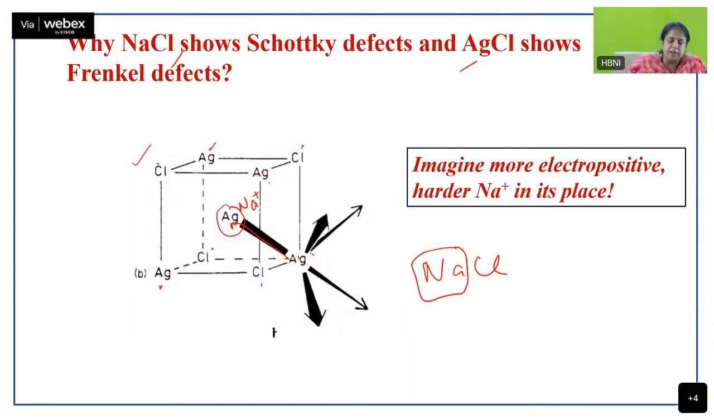Whereas in case of silver, it is a less polarizing cation and it also stabilizes by forming some covalent interaction with both silver and chloride surrounding it in this particular interstice. So the more electropositive, harder Na plus not preferring to occupy an interstice which is surrounded by four equally hard sodium ions compels it to go for Schottky defect, which is more energetically favorable for this.